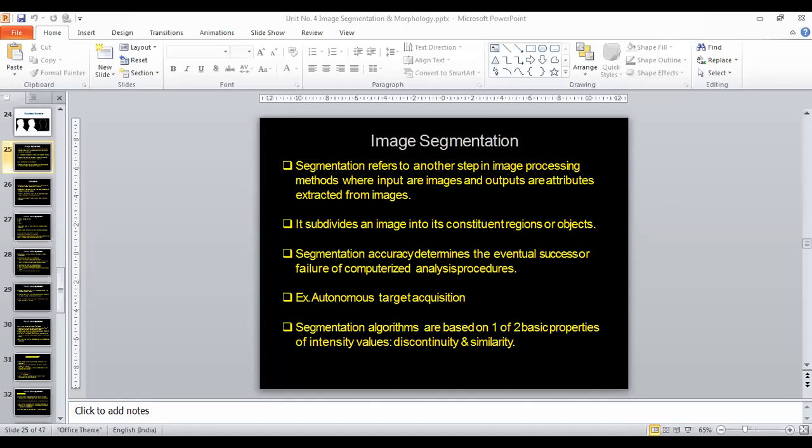Okay, so here what we have is image segmentation, which refers to another step in image processing, or the methods where inputs are the images.